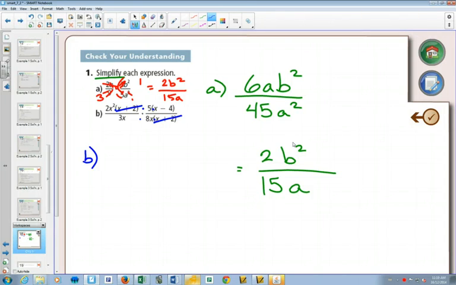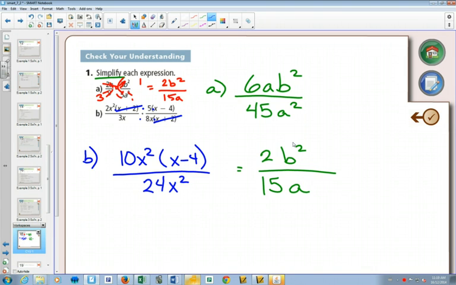Okay? Do we have any other binomials that are the same? No. So maybe now at this step that we've canceled out those, on the top I'm going to get 2x squared times 5. That would be 10x squared, still times the x minus 4. And on the bottom I have 3x times 8x, which would give me 24x squared. I just did that as a step in between. Some people like to go crazy with the canceling, but again, that might make it messy.